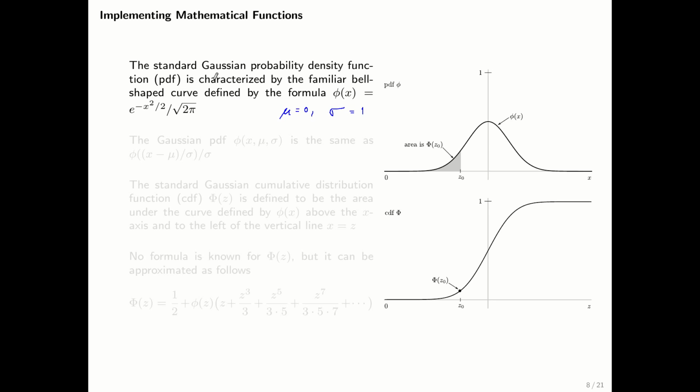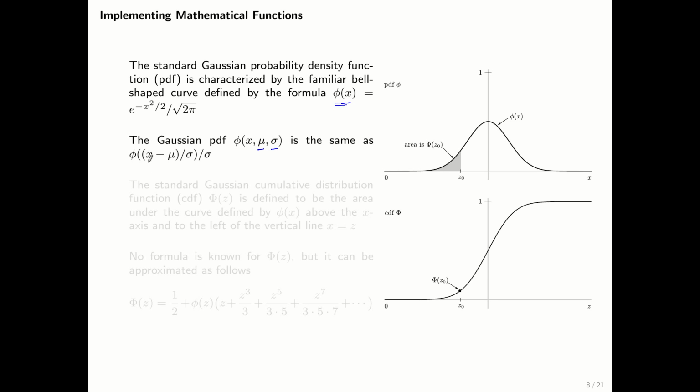So that's the standard Gaussian PDF. But what if you're looking at a Gaussian PDF that has a certain mu and sigma, which are different from 0 and 1? Well, in that case, you can still use this formula. All that you need to do is adjust the input to be x minus mu divided by sigma, and then use that as the argument to this function phi.